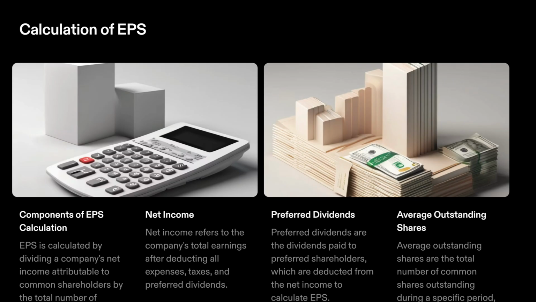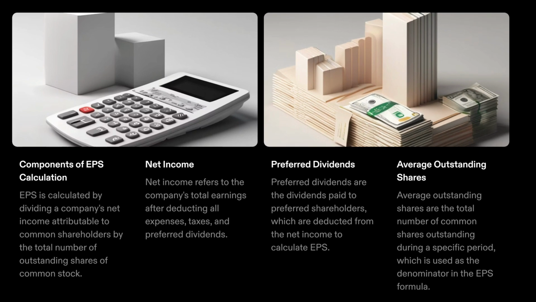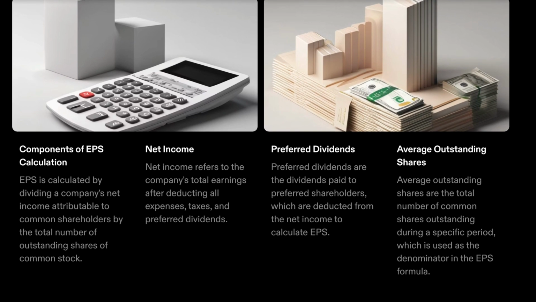1. Calculation. EPS is calculated by dividing a company's net income attributable to common shareholders by the total number of outstanding shares of common stock. The formula is expressed as follows. EPS equals (net income minus preferred dividends) divided by average outstanding shares. Net income: this is the company's total profit after deducting all expenses, taxes, and interest payments.